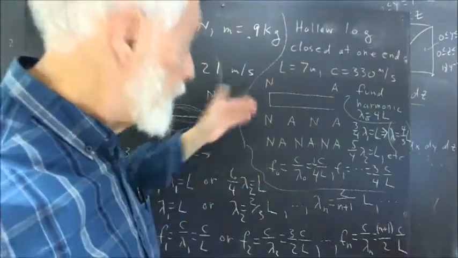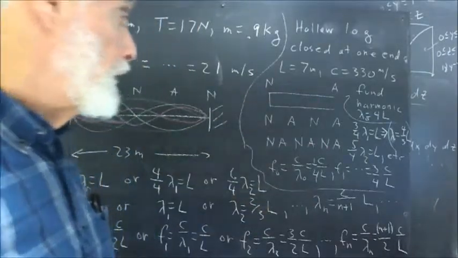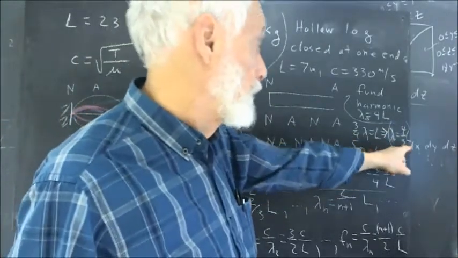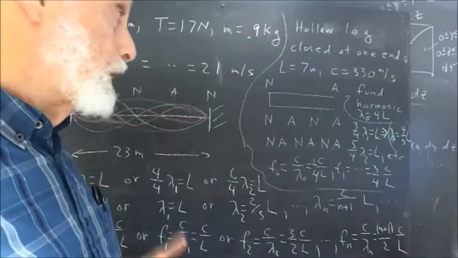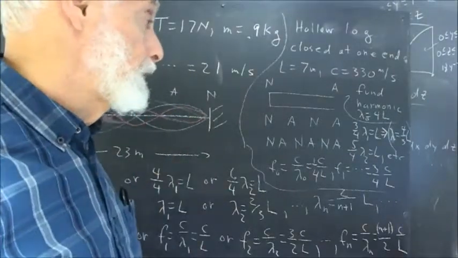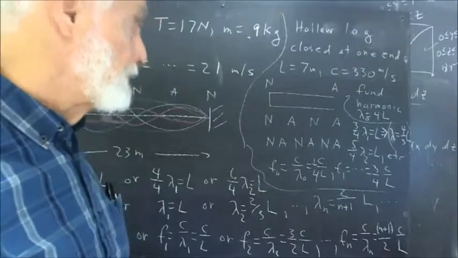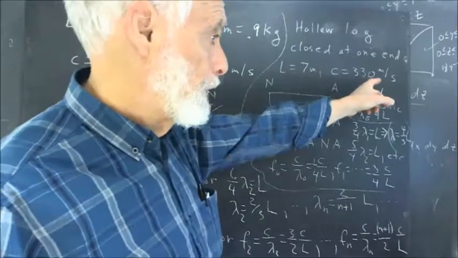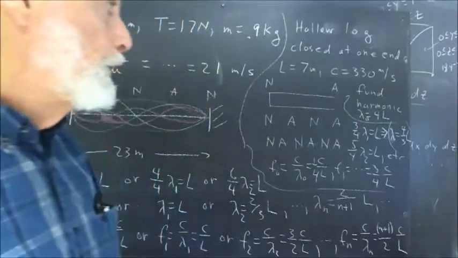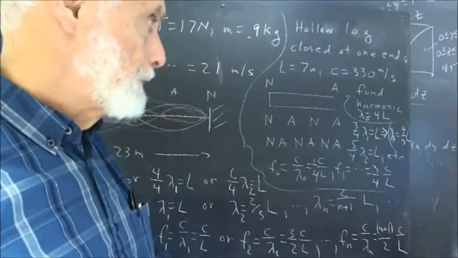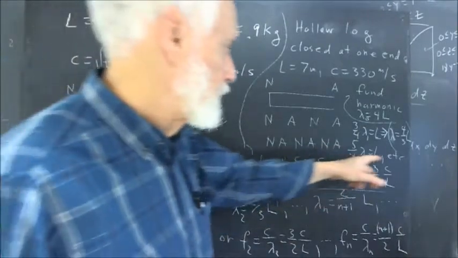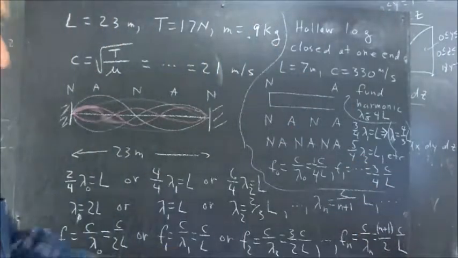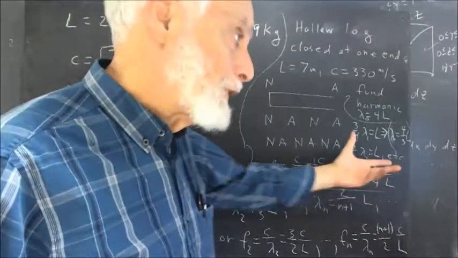But the next possible harmonic that we can get out of this log, you're going to have 4/3 the length being the wavelength, and 4/3 of 7 is 28/3, a little over 9 meters. And if you divide 330 meters per second by 9 meters, you get more than 30 cycles per second, and that's probably going to be audible. It's going to be a very low sound. The 5/4 is going to be a little higher, still a pretty low sound. So that's how you work it out.